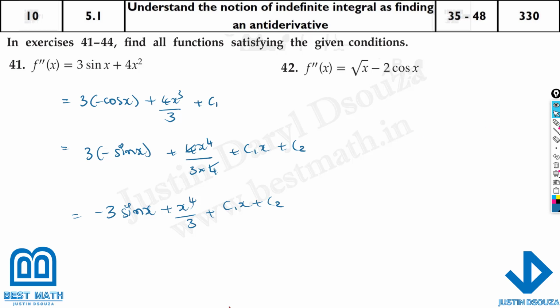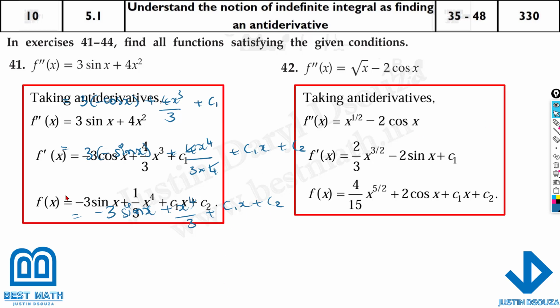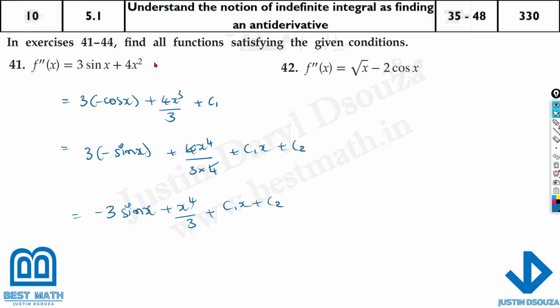There are no conditions, so that must be the answer. Yes, that's it. I was wondering about satisfying the conditions, and there are no conditions mentioned. So this is it. Now the next one as well. Over here, what's going to happen?